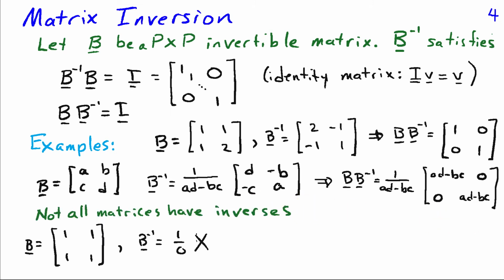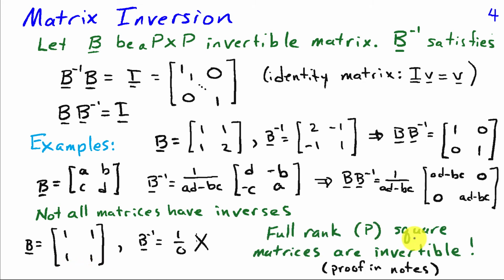Because not all matrices have inverses. If we try to apply this formula for the general case of a 2 by 2 matrix inverse to a matrix B, which has all entries 1, you see that in this term here, I have 1 over 0, and that's going to be a problem. And in fact, this matrix is a rank 1 matrix. All full rank square matrices are invertible. So a P by P matrix that is rank P is going to be invertible. And I've got a proof of that in the notes that accompany this lecture.